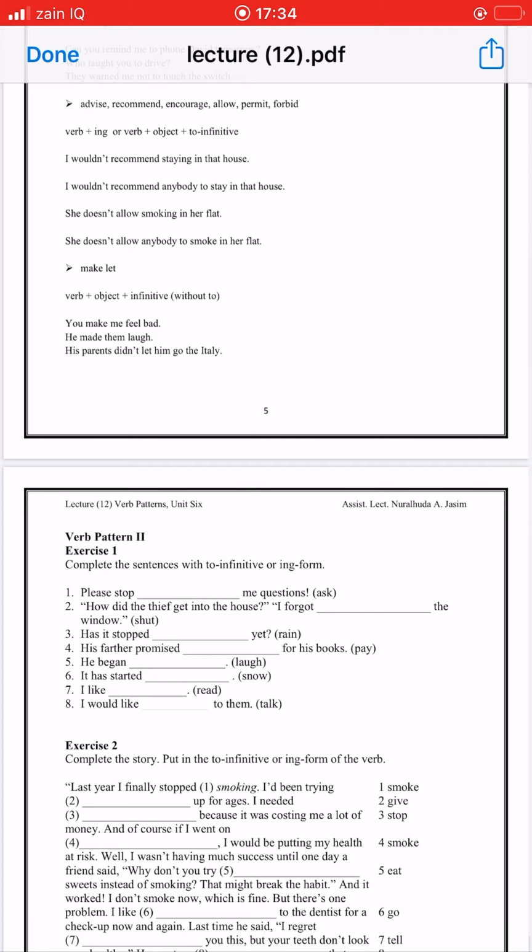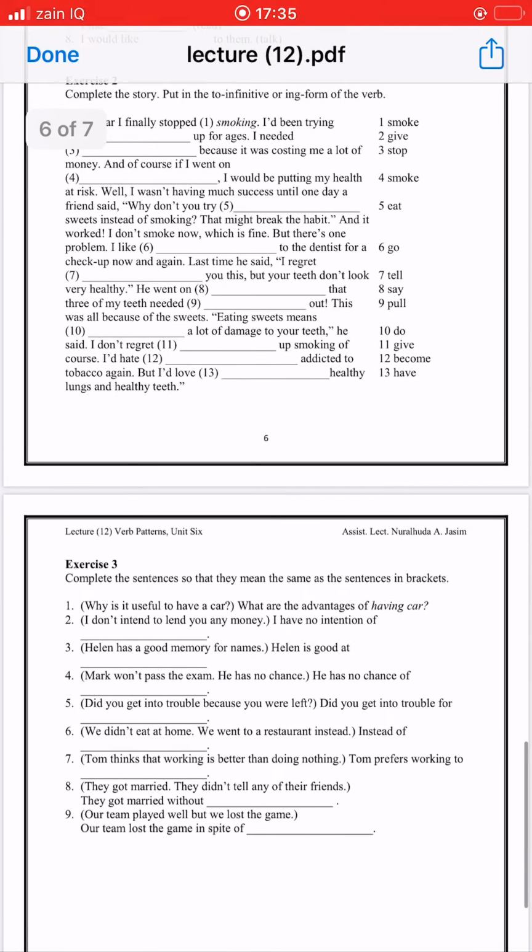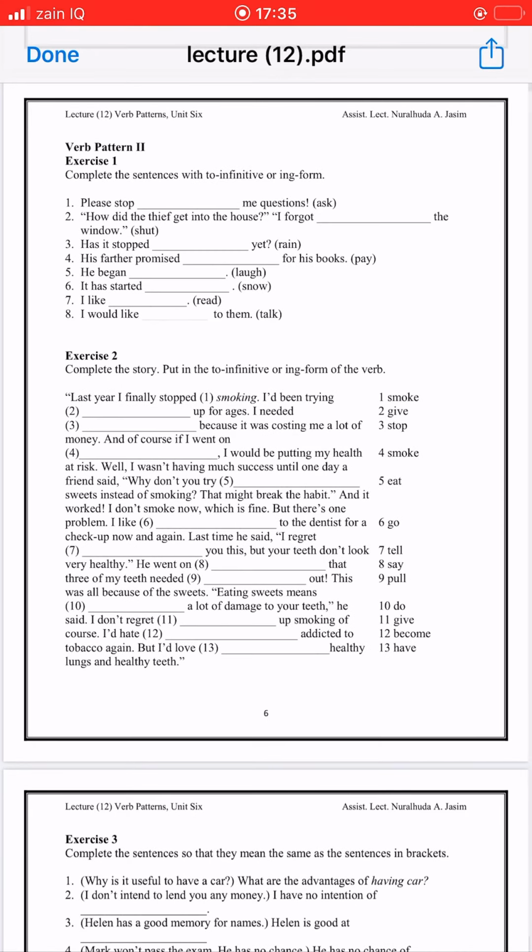When you use make and let as a verb pattern, you use them with the infinitive without to. You make me feel bad. He made them laugh. His parents didn't let him go to Italy. That is all for this topic. I have an exercise; I'm going through this and I'm also going to go through the solution, so I will read the exercise with the answers.